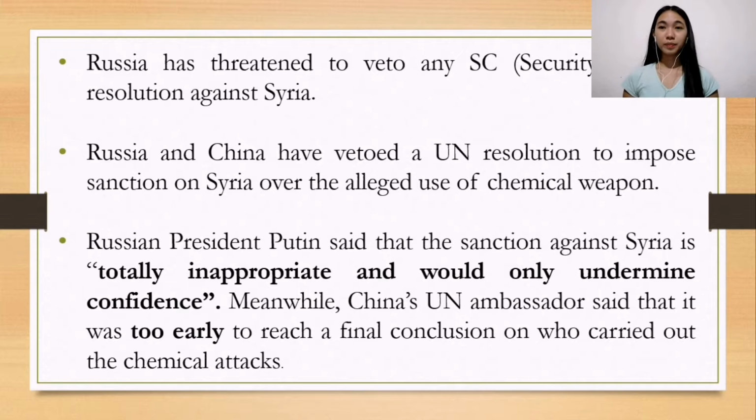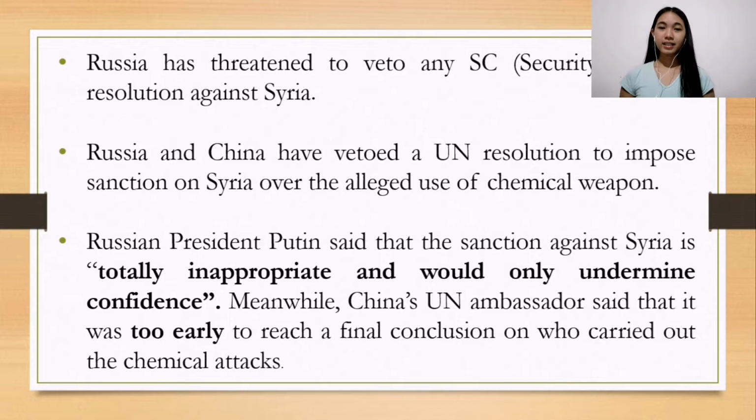Russia has threatened to veto any Security Council resolution against Syria. Meaning, whomever tries to file a resolution against Syria, they will forbid it. They will be against it, kumbaga. So, aside from Russia, China also vetoed a UN resolution to impose sanctions on Syria over the alleged use of chemical weapons. They actually have a reason for this, on why they are against the UN resolution against Syria.